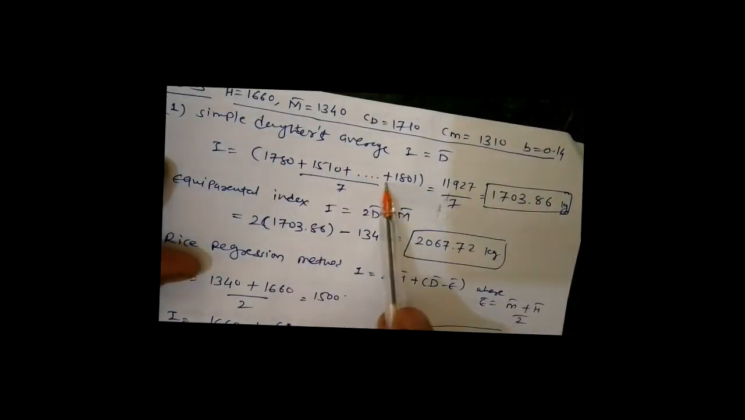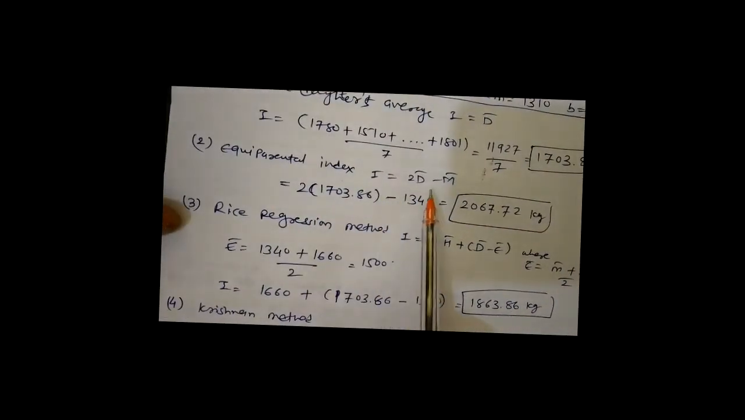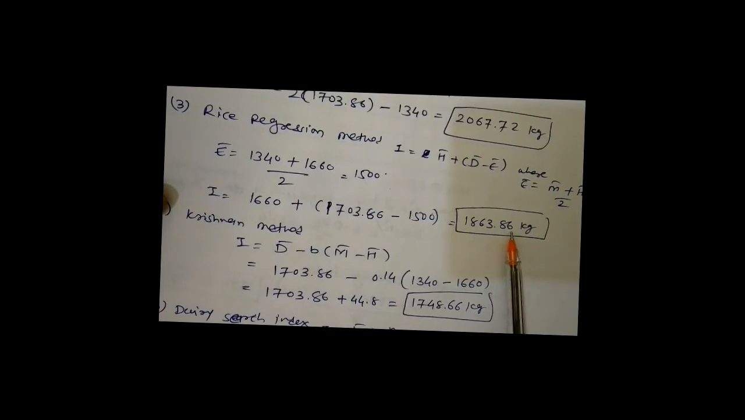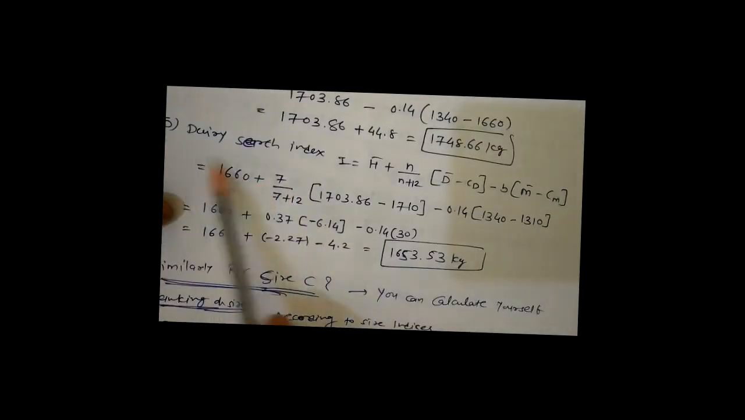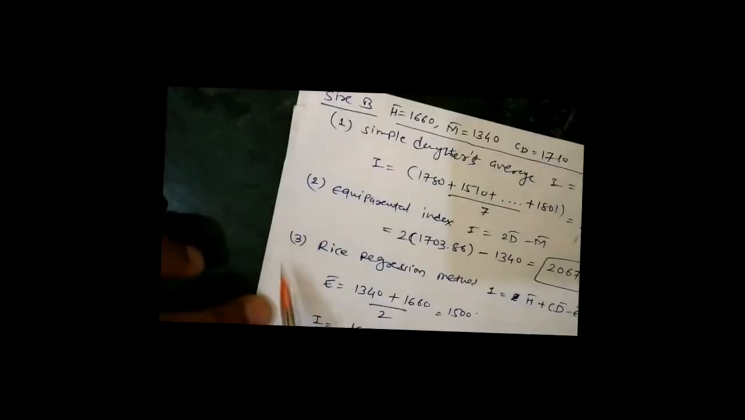That is the summation of all the daughters' performance divided by the number of daughters, so it is 1703.86. The equiparental index, that is 2D bar minus M bar, is 2067.72. Rice regression method gives 1863.86 kg. Krishnan method gives 1748.66 kg. And finally the dairy search index is 1653.53. So this is for sire B.